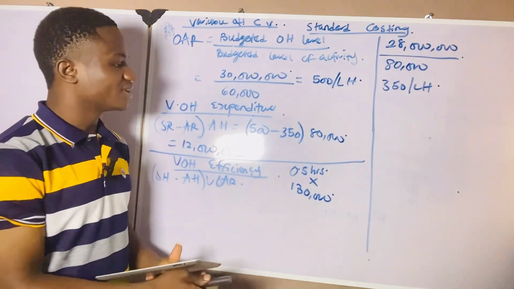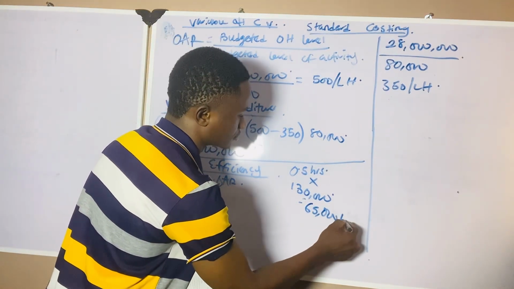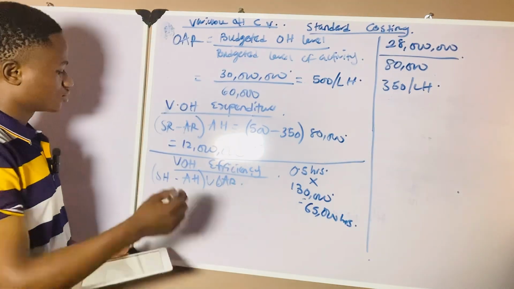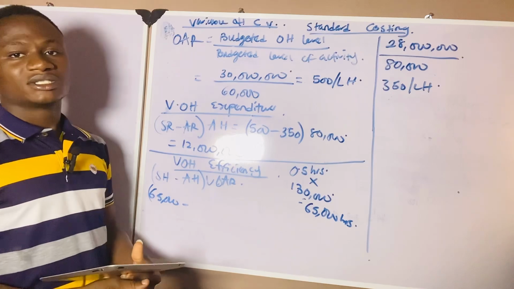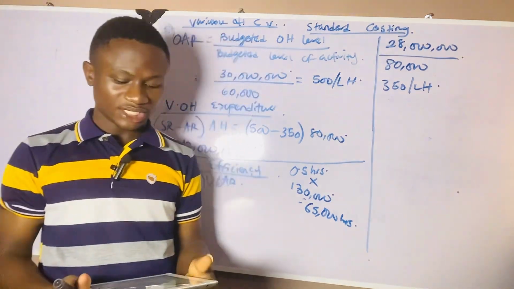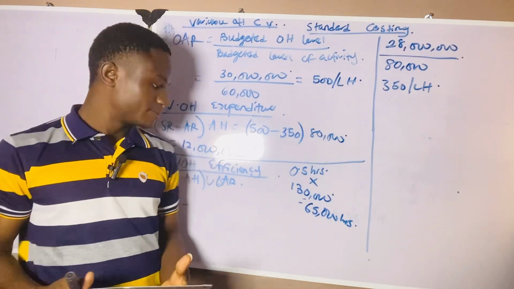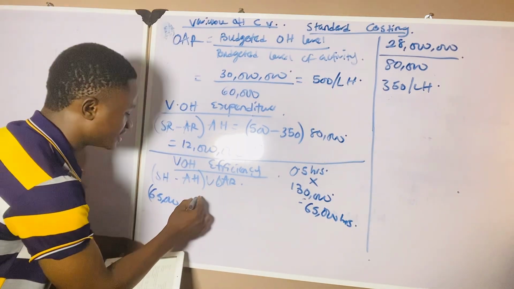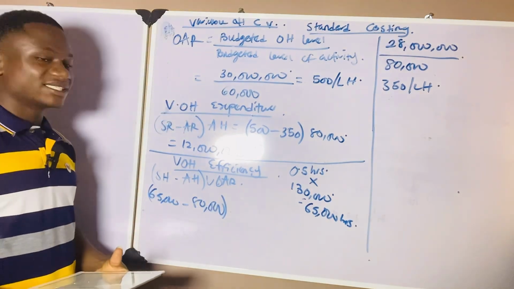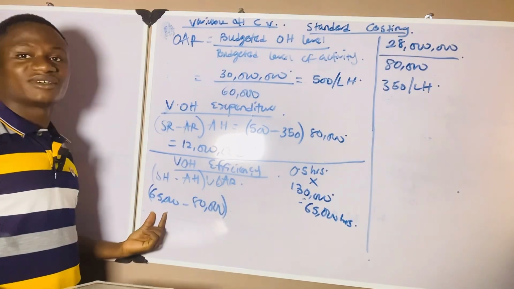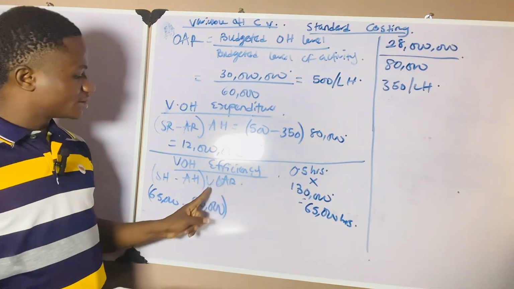So that will give us 65,000 hours. So the standard hours is 65,000 hours minus... Now, what is my actual hours? If you look at the question, we're told that direct labor hours is 80,000 hours. So my actual hours is 80,000. According to my standard, this is what I should have spent, 65,000 hours, but I eventually spent 80,000 hours. So, what is my variable overhead absorption rate?